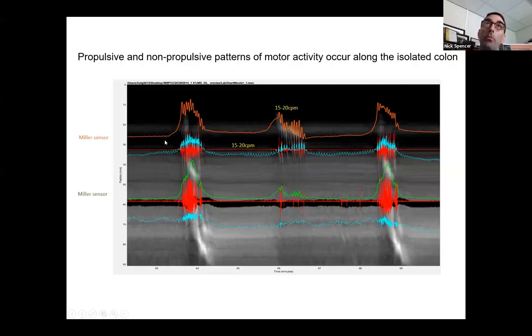So if you're interested in intraluminal pressure, the 2 Miller sensors work really well, coupling with the electrical and DMAPing, and they don't interfere with the propulsion of content. So here's the underlying DMAP showing propulsion.